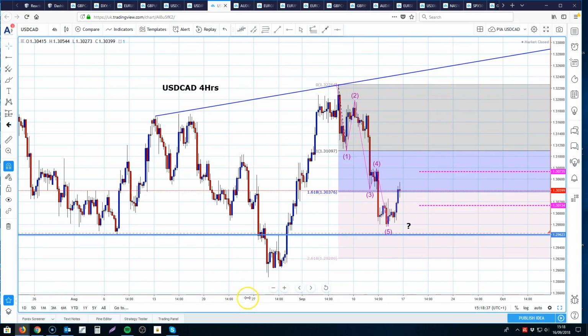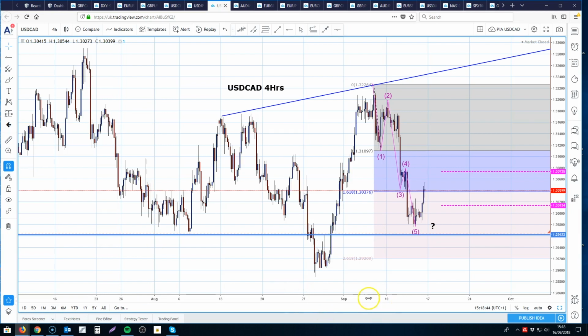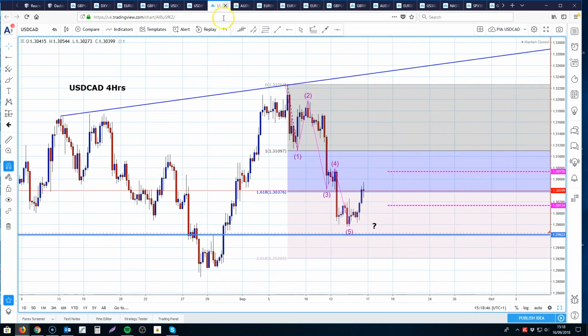And again, if we pull the chart across this area here, 131.60 looks prime for a recovery rally in dollar CAD.